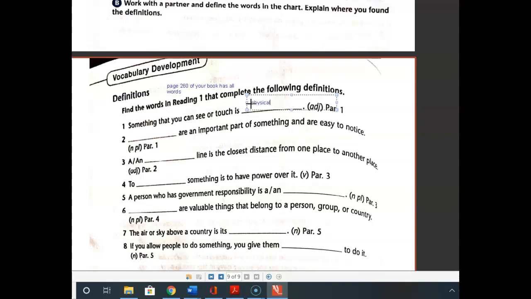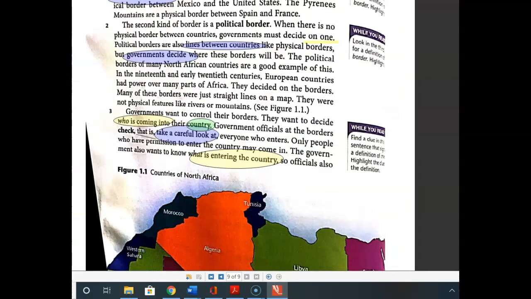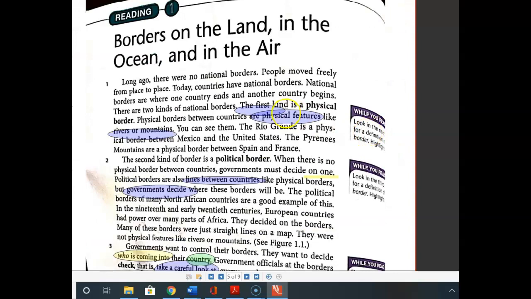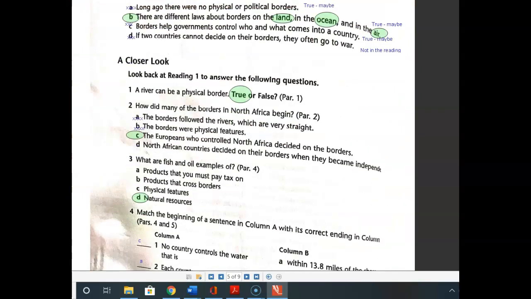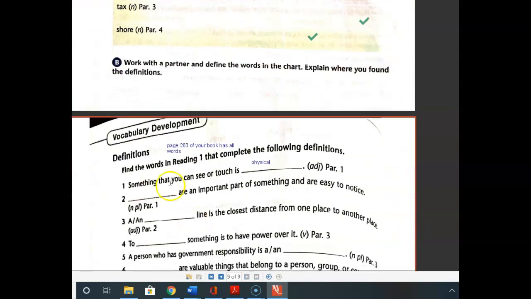Okay? If there is a physical barrier, a physical block for the parking lot, it means there is something you can see and touch that you cannot cross. Number 2, are an important part of something and are easy to notice, a noun plural from paragraph 1. This word is features. Features means something that is an important part of something and easy to notice.